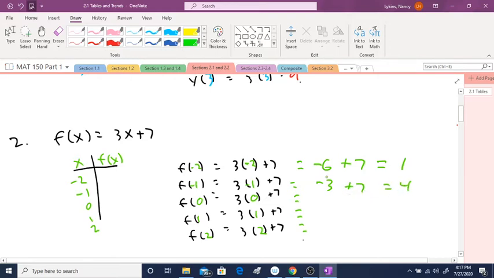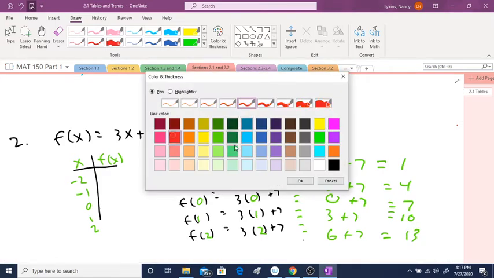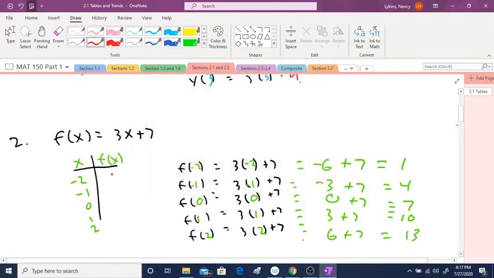3 times 0, I like 0 because that gives you 0 plus 7. 0 plus 7 equals 7. 3 times 1 is 3, plus 7 is 10. And finally, 3 times 2 is 6, plus 7 is 13. So these are my answers in red: 1, 4, 7, 10, and 13.